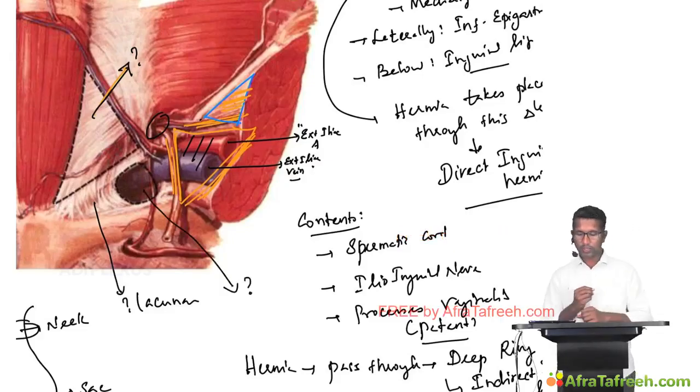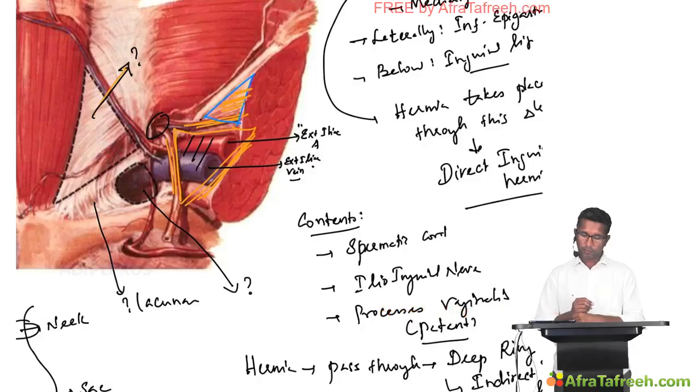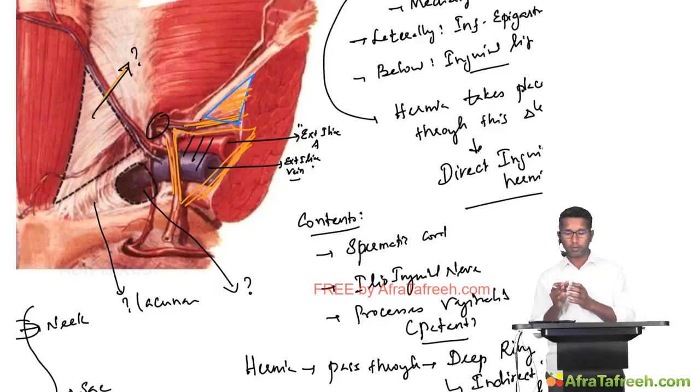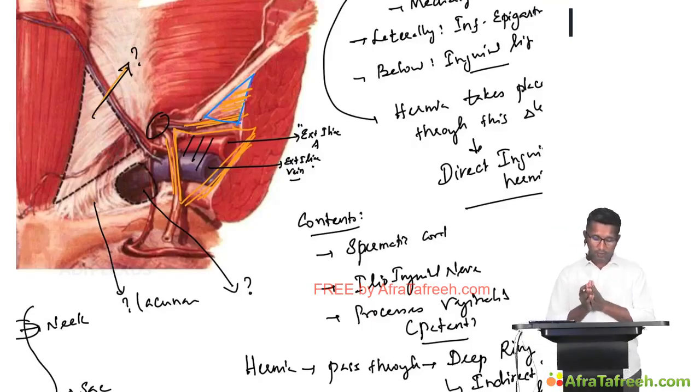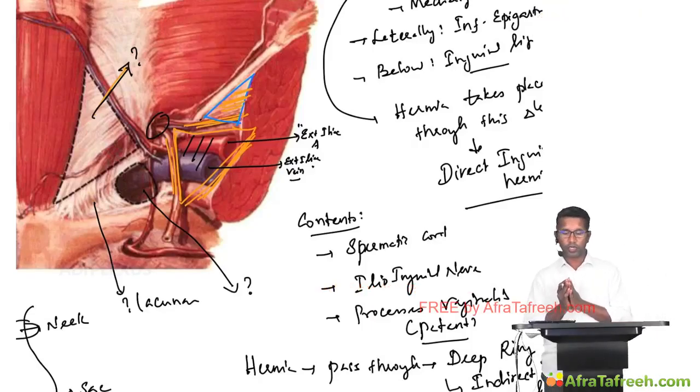Can you tell me what this canal is called? I will give a clue: this is present on the medial most aspect of the femoral sheath. It is the medial most compartment of the femoral sheath. This canal is called the femoral canal. Excellent, guys. Charu, Hari, very good. It is called the femoral canal.